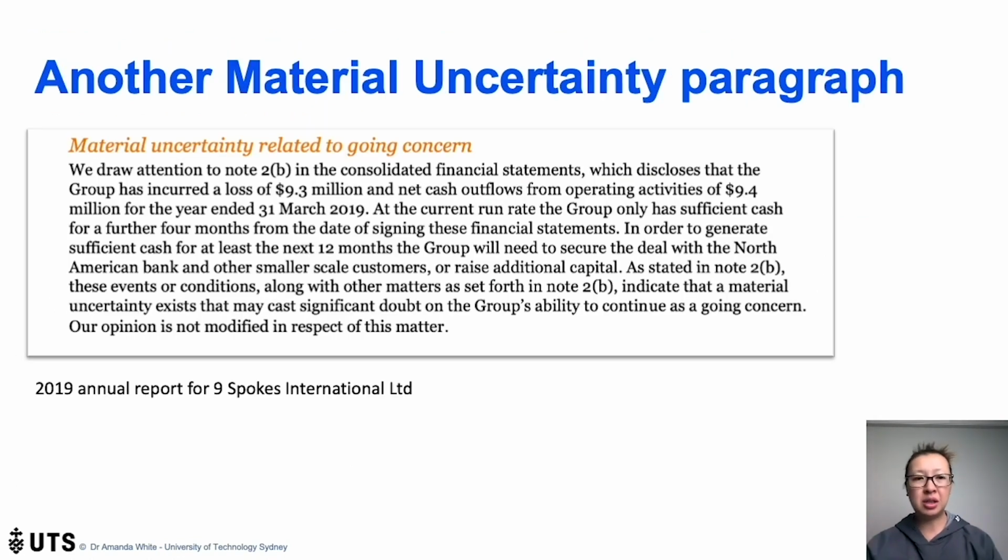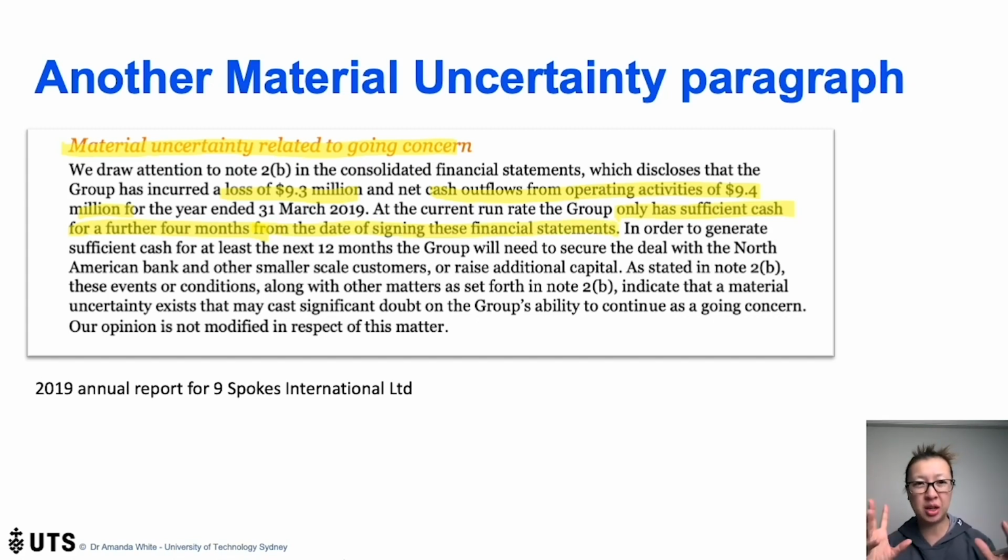Here's another example of a material uncertainty paragraph. This is one prepared for 9 Spokes International that I just found through one of our databases. And it says, yep, there's a material uncertainty about going concern. They had a loss of $9.3 million, cash outflow from operating activities of $9.4 million. And look at this one. Only has sufficient cash for a further 4 months from the date of the signing of these financial statements.